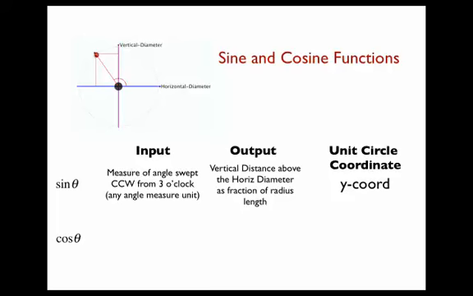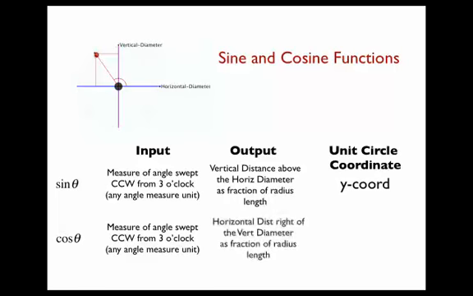Cosine, what's the input? Same as sine, exactly the same angle. Measure of the angle swept counterclockwise from 3 o'clock. Now the output is, for cosine, horizontal distance to the right of the vertical diameter as a fraction of the radius. Okay? Unit circle coordinate, x.